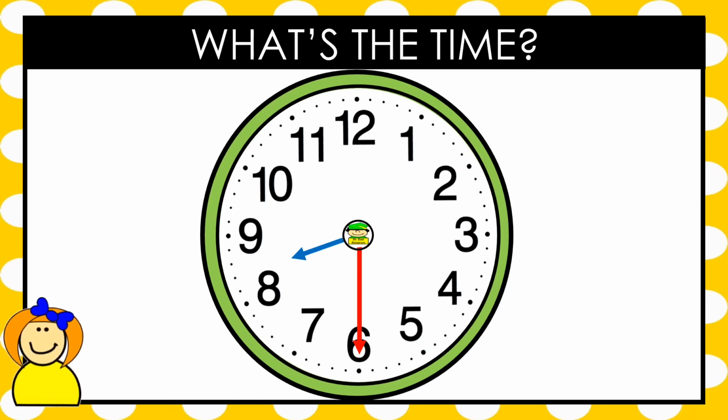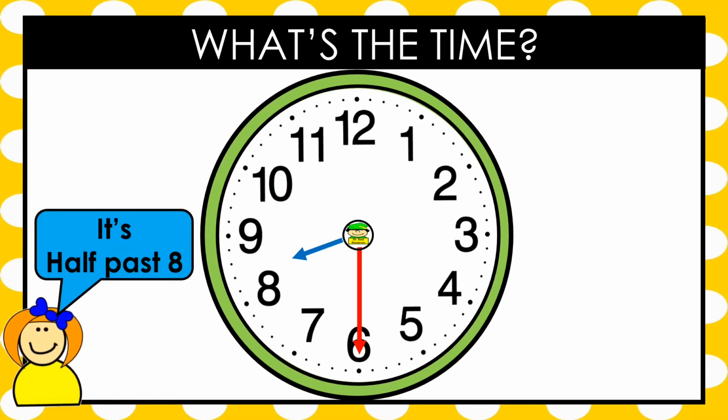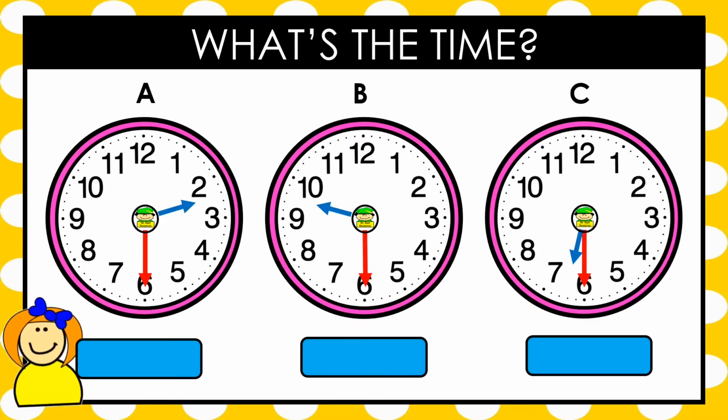Whenever the minute hand is on number 6, we say half past. So the time is 8:30. Now you have a go and try and work out these 3 times.